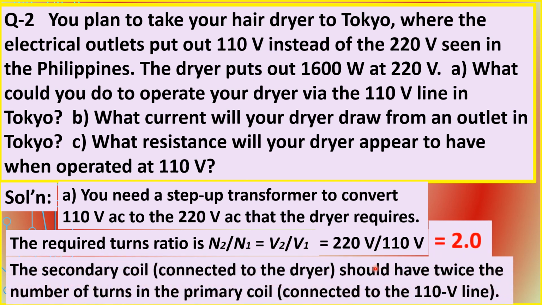So this means that the secondary coil connected to the dryer should have twice the number of turns in the primary coil, which is connected to the 110 volt line.